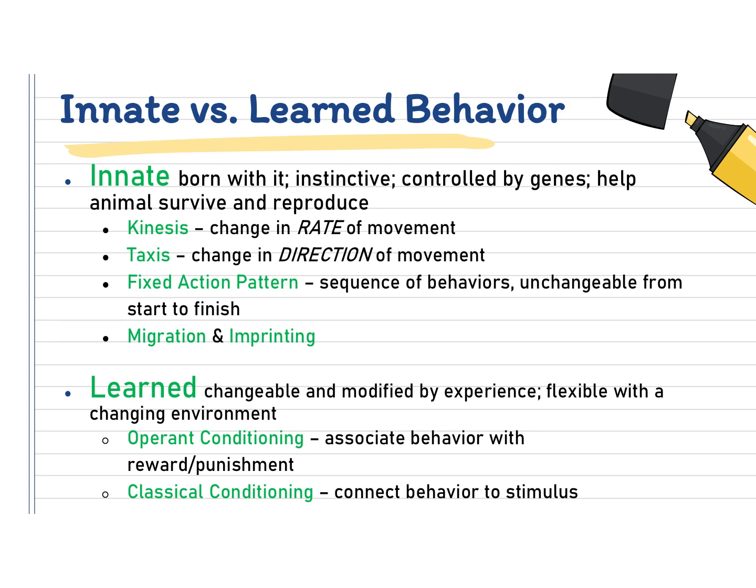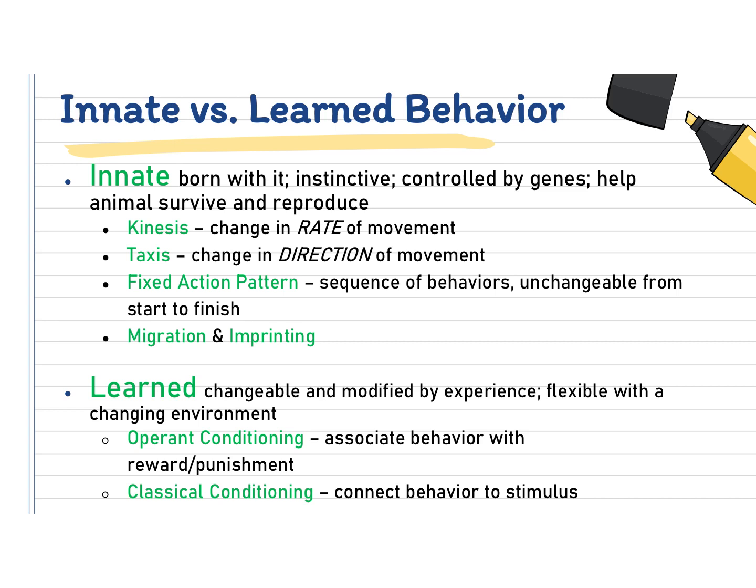So this could be things like kinesis, which is where you change your rate of movement. So a bug's going to run quicker when it starts to rain or if it gets too hot. Taxis is the direction of movement, so fish a lot of times will swim towards a current. A fixed action pattern is a sequence of behaviors that an animal will do from start to finish no matter what. So if you remember, we did the duck rolling the egg back into its nest.